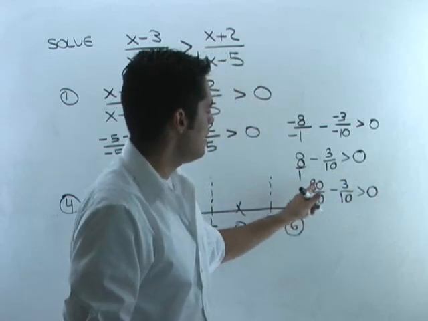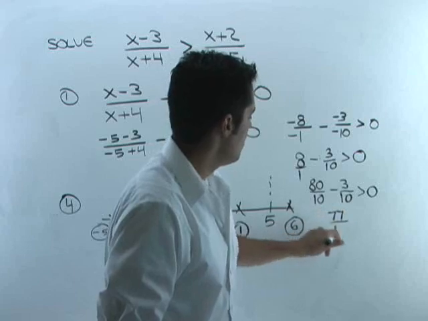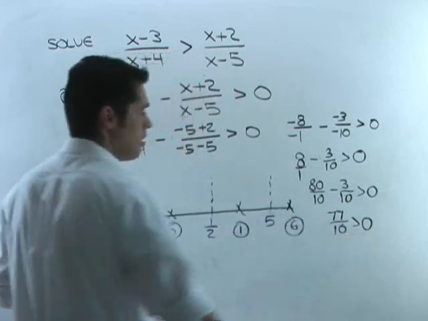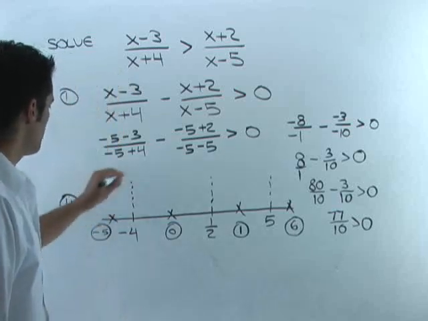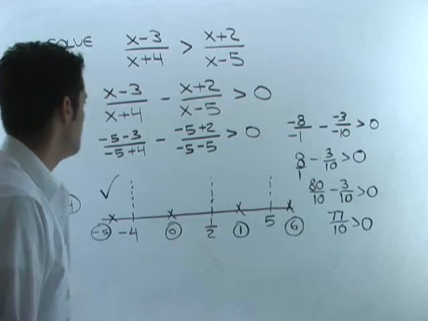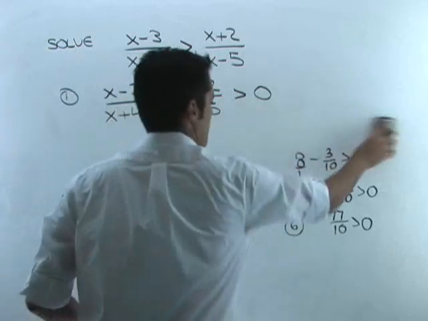And you can see here 80 minus 3, 77 over 10 greater than 0. And that's true. This is a positive number. It is greater than 0. And therefore, everything over here will work. All right, that's only one test point. We still have 3 more to do. So let me do the next one.